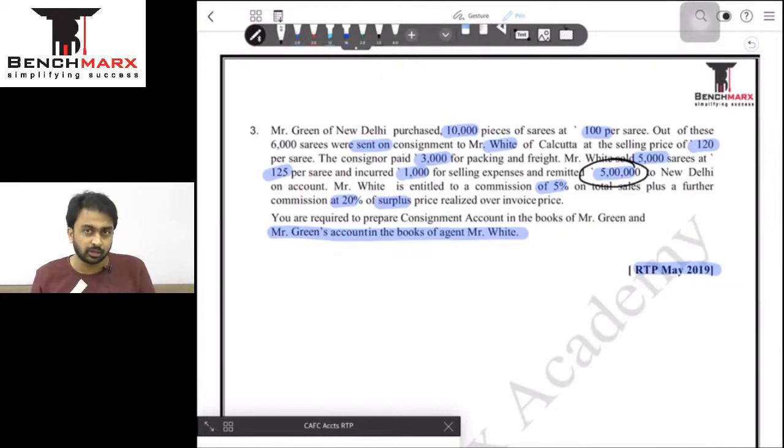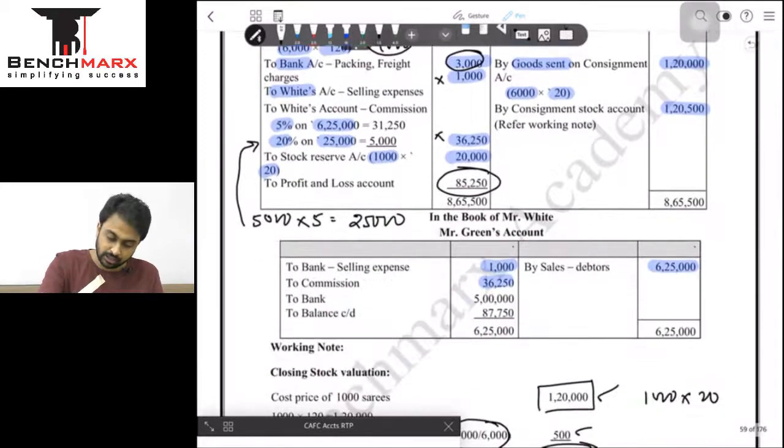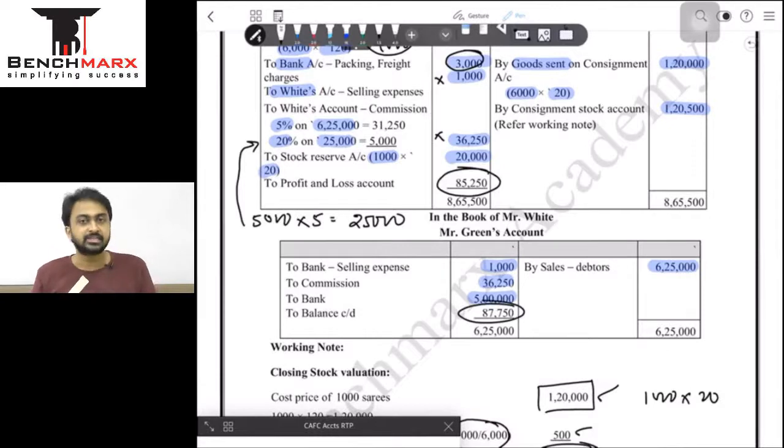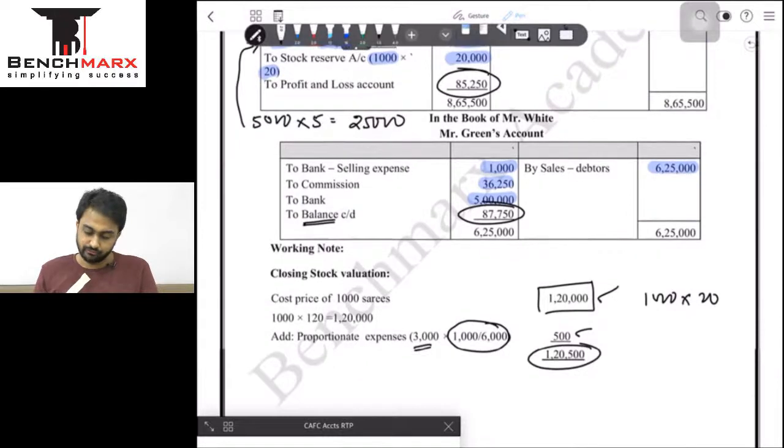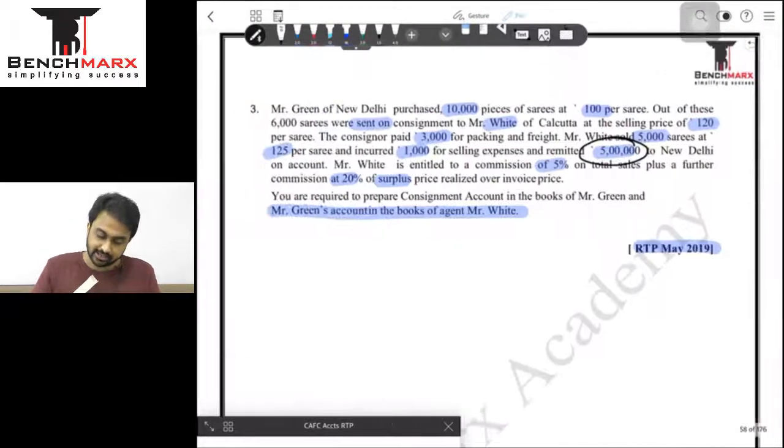So once he pays the amount, the entry is consignor account debit to bank. So consignor account debit to bank 5 lakhs, and then the balancing figure appears to be this. This can either be paid off now or it will be carried forward. The question is silent, so this is to balance carried down. Consignor is the creditor of this consignee for 87,750 rupees, and this is how we have done question number 3 as well, which pertains to May 2019. One more question gone. Theek hai.